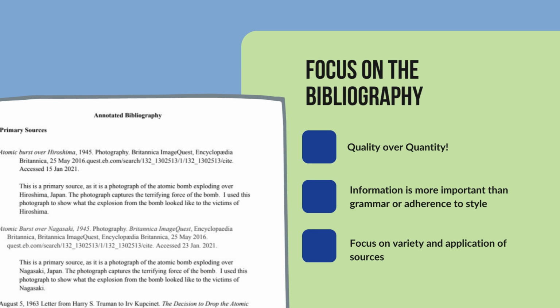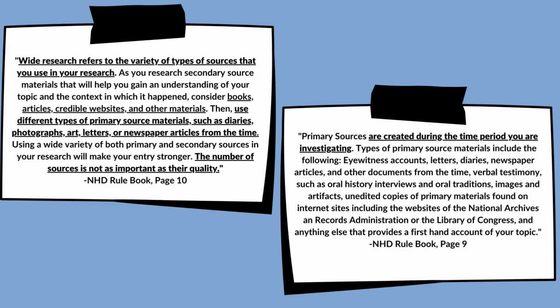Let's see next how the rulebook talks about wide research and primary sources. Wide research refers to the variety of types of sources that students use in their research. This excerpt lists different types of materials that students may use, including books, articles, credible websites, documentaries, and more. Remember, the number of sources is not as important as their quality.